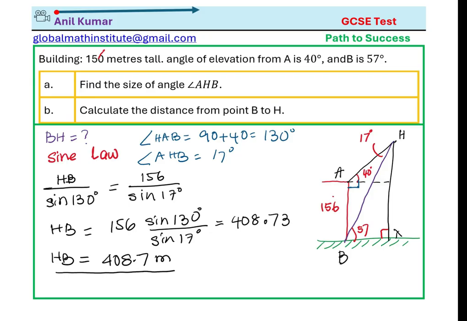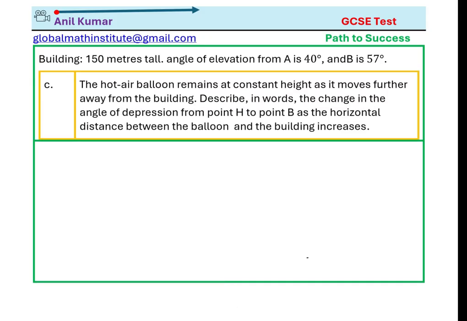move on to the communication question. In GCSE, the questions are given in parts A, B, C, D, and so on, and they are very wordy, just as this one. Now it says the hot air balloon remains at constant height as it moves further away from the building. Describe in words the change in the angle of depression from the point H to the point B as the horizontal distance between balloon and the building increases. So let's try to understand this.